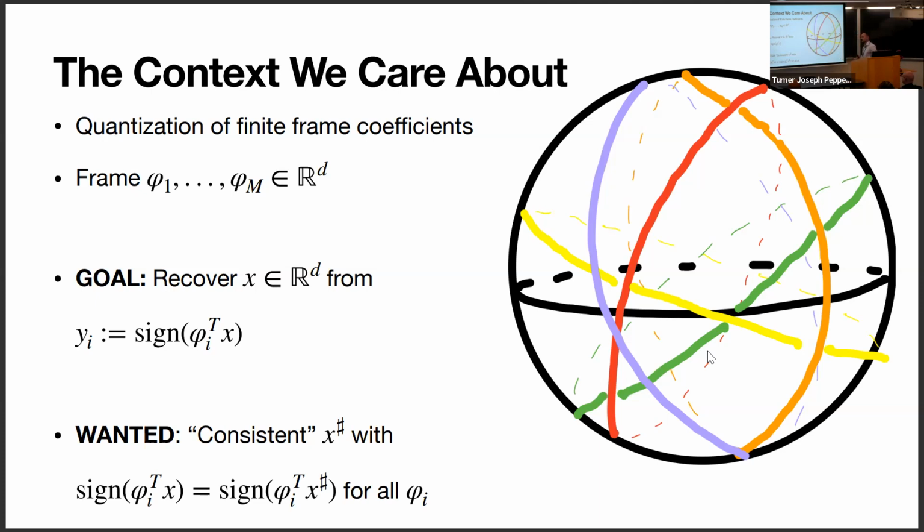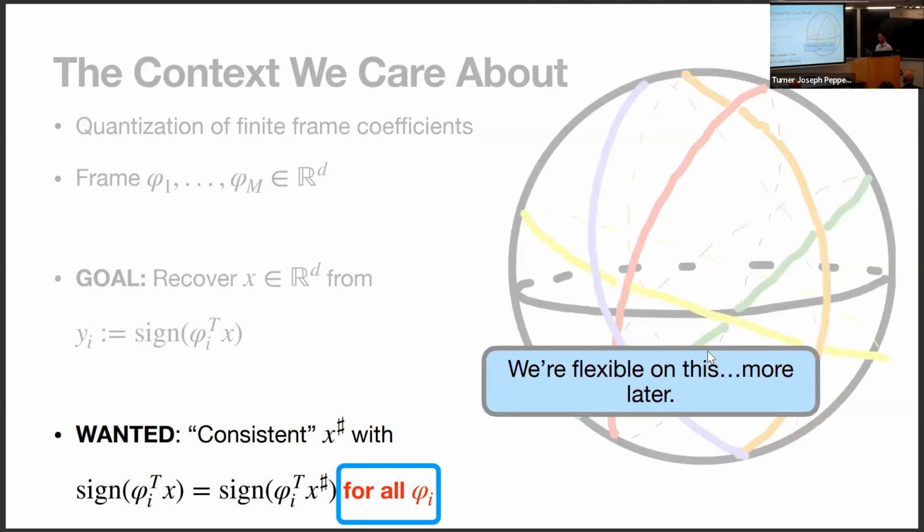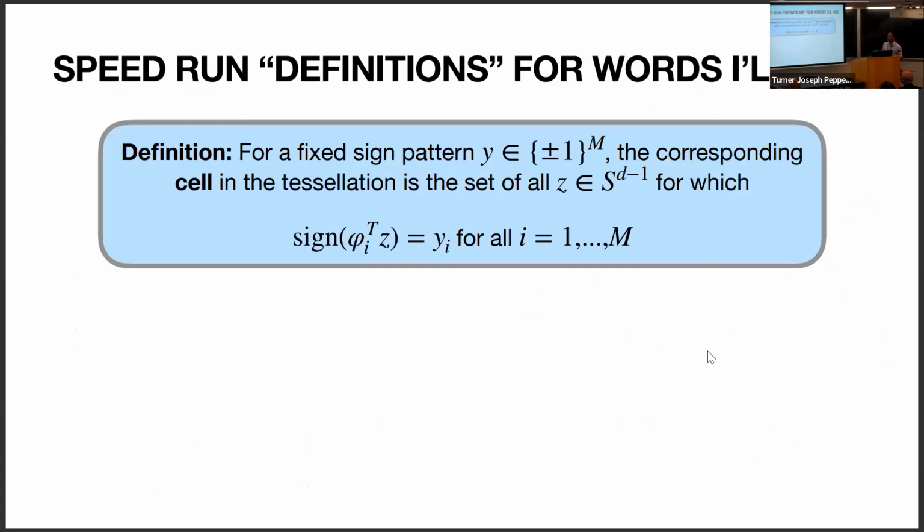Ideally, we would find, through some procedure, an estimate of x, x sharp say, that matched the sign pattern under our quantized frame measurements for all of our frame vectors. That's called consistent recovery. We're going to be a little bit flexible on this, but terms and conditions may apply. I don't want complete garbage estimates. So stay tuned on that.